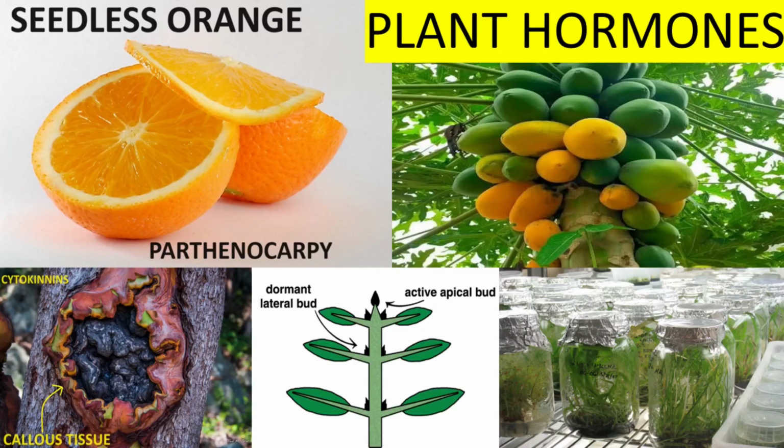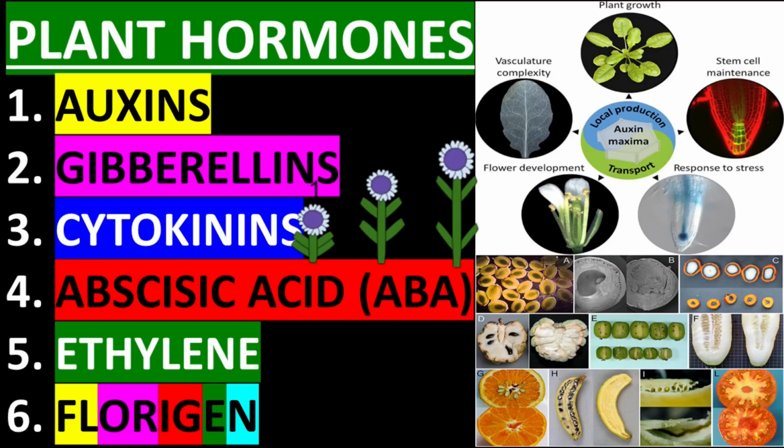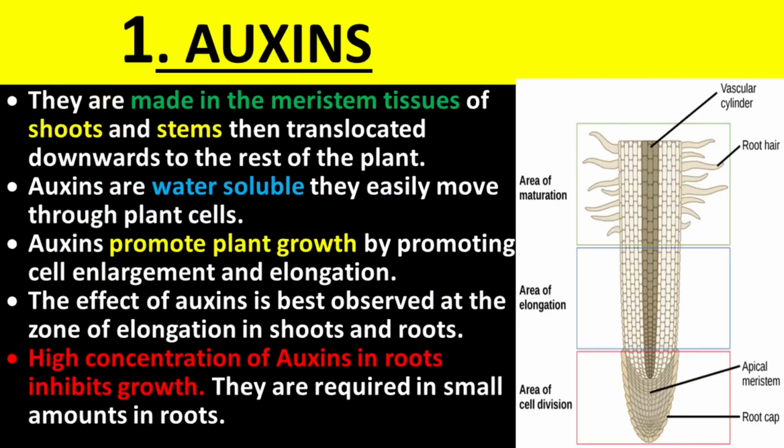Plant hormones. Plant hormones, also known as phytohormones, are chemical substances that regulate plant growth and development. They play crucial roles in processes such as cell division, elongation, flowering, fruiting, and responses to environmental stimuli. Here is an overview of the main types of plant hormones and their uses.